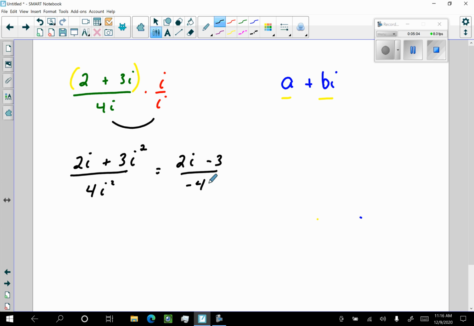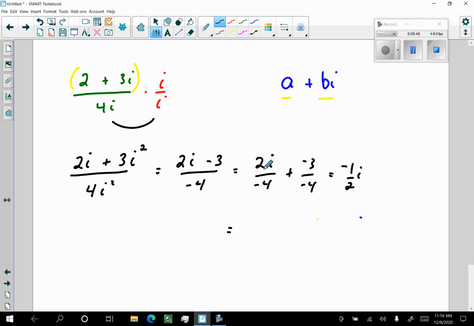Now, since I have division by a -4, what I'm going to do is split the top up and write both of them over -4. So that's going to be 2i over -4 plus -3 over -4. And I'm almost there. Okay? Negative divided by negative is positive. Positive divided by negative is negative. 2 divided by 4 is 1/2. So this is going to be -1/2.